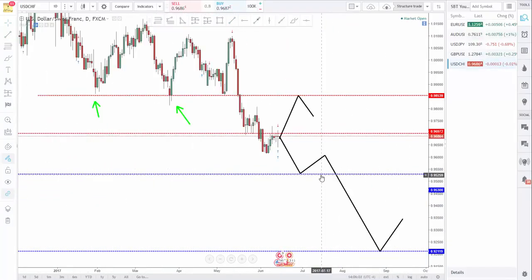So traders, that's going to do it for today's video. There was the analysis and breakdown of the dollar yen, pound dollar, and dollar Swiss charts.